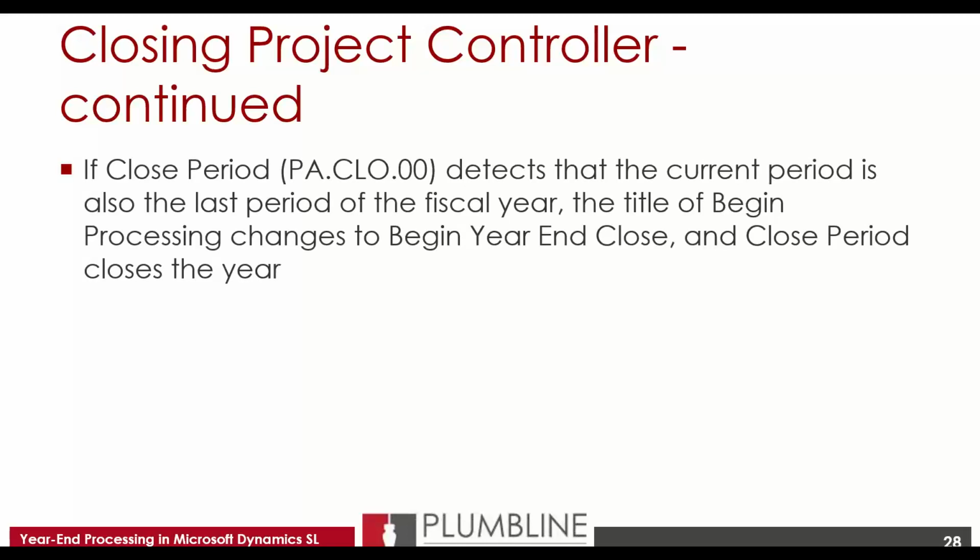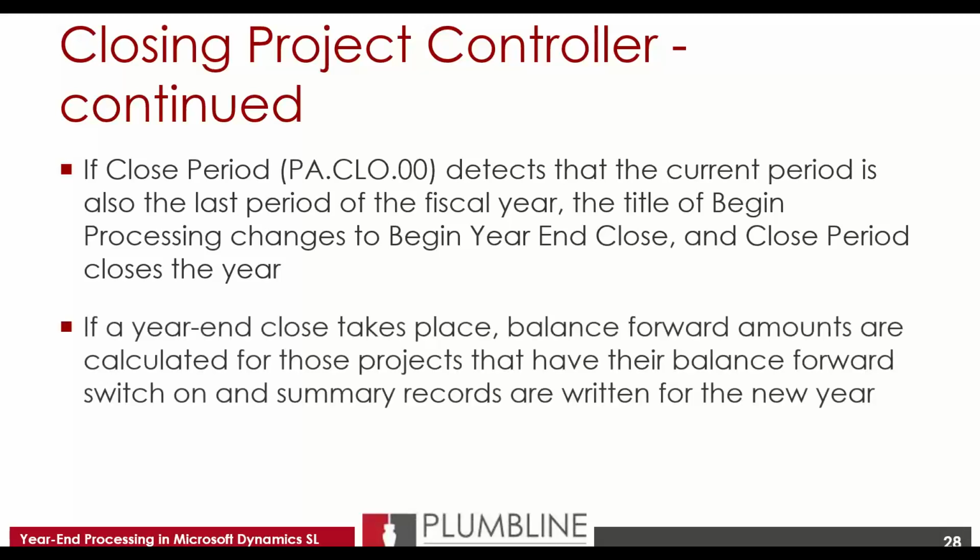Moving on. If this close period screen detects that the current period is also the last period in the fiscal year, the title of the Begin Processing button will change over to Begin Year-End Close, and it will actually close the year for us. If a year-end close takes place, all your balance forward amounts are calculated for those projects that have their balance forward switch on, and summary records are written then for the new year.